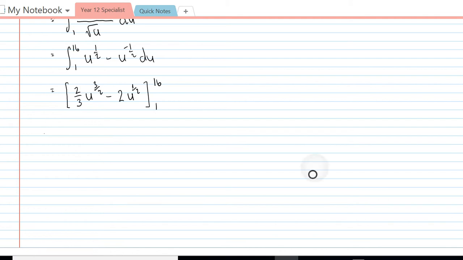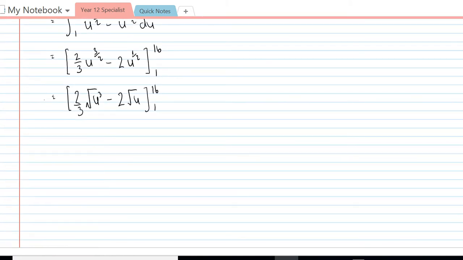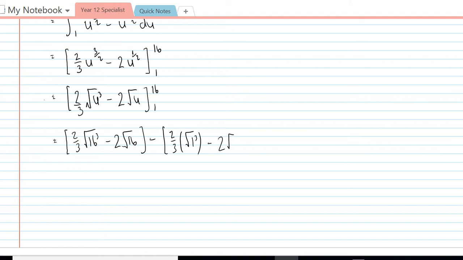To make this a little bit easier to evaluate, I'm going to write this as 2/3 of the square root of u cubed minus 2 times the square root of u between 1 and 16. Now, doing the definite integral, I now substitute the upper terminal in first. And so that's going to give me 2/3 of the square root of 16 cubed minus 2 times the square root of 16. And then I subtract and I substitute the lower terminal in to get 2/3 of the square root of 1 cubed. Don't know why I put brackets around that. But anyway, minus 2 times the square root of 1.